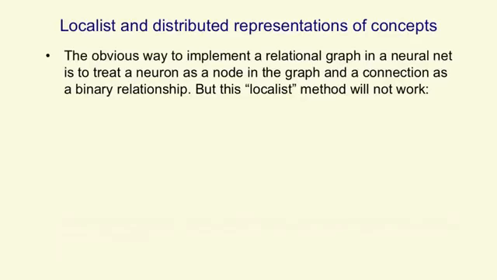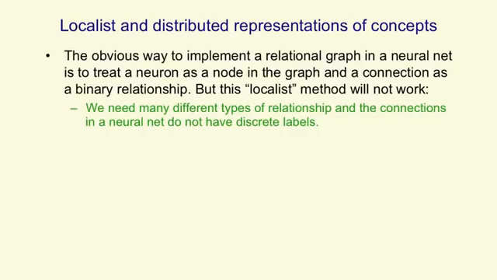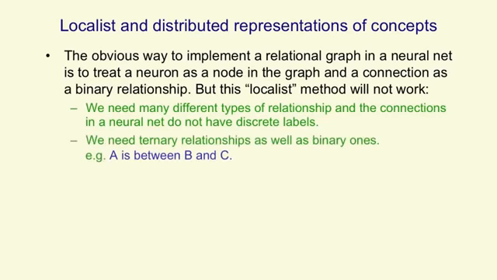So many people, when they think about implementing a relational graph in a neural net, just assume that you should make a neuron correspond to a node in the relational graph and a connection between two neurons correspond to a binary relationship. But this method doesn't work. For a start, the relationships come in different flavours. There's different kinds of relationship, like mother of or aunt of. And a connection in a neural net only has a strength. It doesn't come in different types. Also, we need to deal with ternary relationships, like A is between B and C.